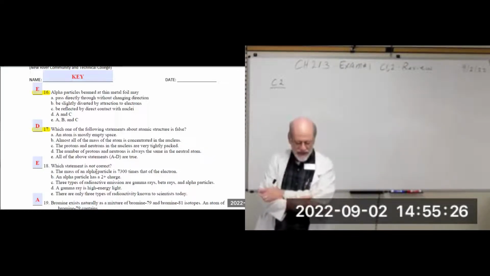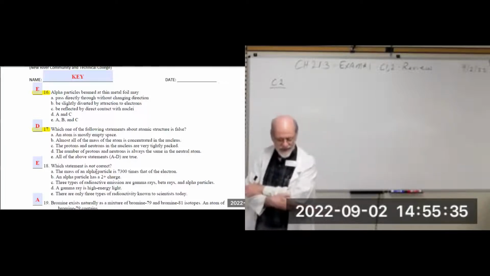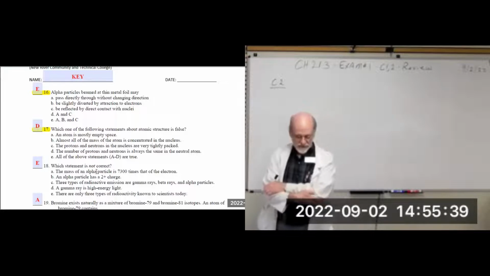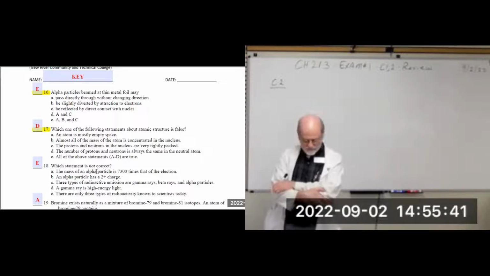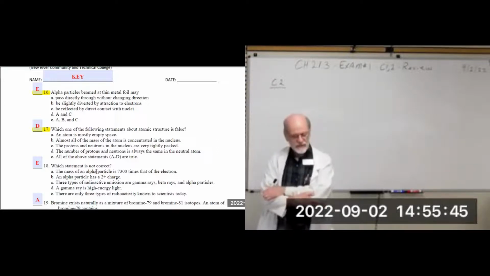Almost all of the mass of the atom is concentrated in the nucleus. The protons and neutrons in the nucleus are very tightly packed. So if a bunch of dense positive charges are packed in the nucleus really close, how do you keep them from flying apart?